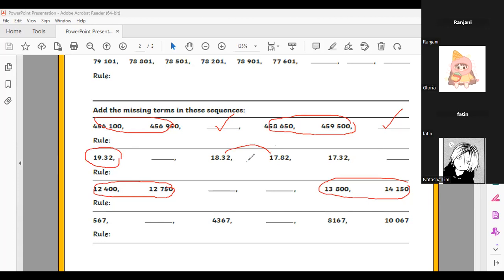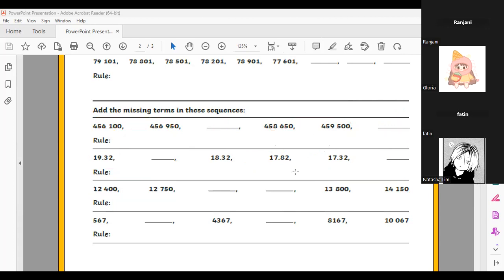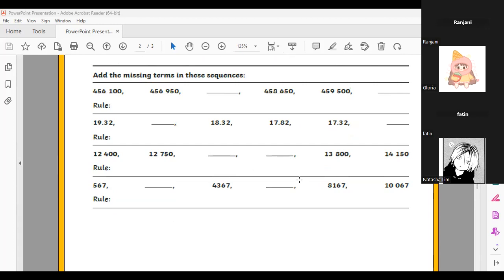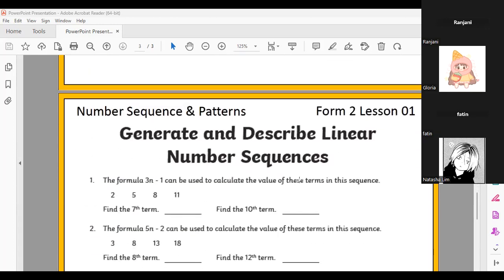Just figure out what happened here. Check it out whether it's the same here and then apply it onto your answers. Do you understand? Can you do this? If you can and you're confident enough, can I have a thumbs up on this? Boleh buat kan? Bukan susah.